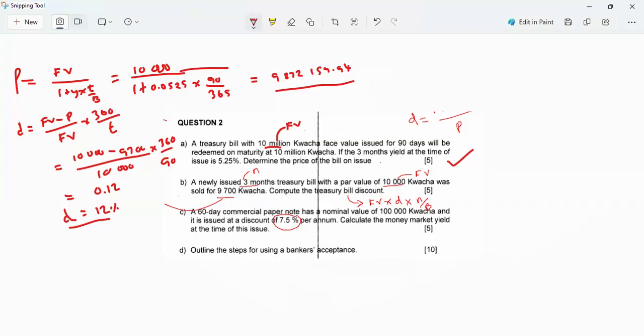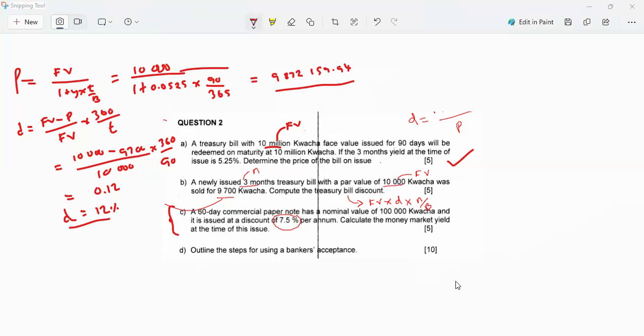So let's look at the next question. The next question is about commercial paper. So we have a 60-day commercial paper, which has a nominal value of 100,000 and is issued at a discount of 7.5% per annum. Calculate the money market yield at the time of this issue.